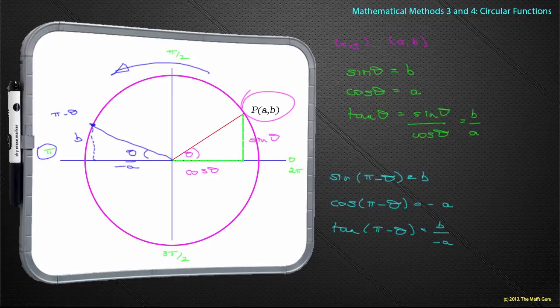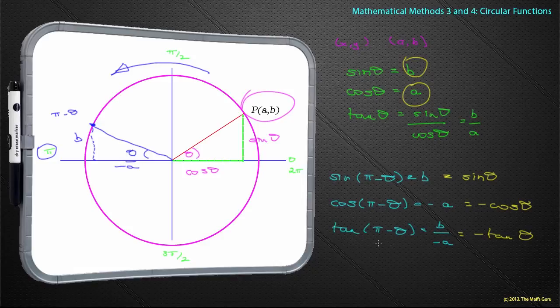But hold on a moment, we already have some information here that tells us b is the same as sine theta. So that is exactly the same as the sine of theta. Well, what's negative a? If a is equal to the cosine of theta, then negative a must be equal to the negative cosine of theta. And if tan is b over a, then this must be equal to the negative tan of theta. And there we go.